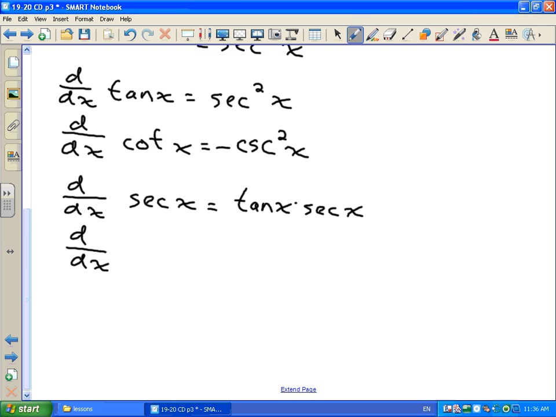The next one down is cosecant x, which I know is going to be negative because it starts with a c. It's going to be something times itself, just like secant was. So I put this cosecant x at the end. And I just need to know what that something is. Well, if secant is tan x secant x, cosecant is going to be cotangent x times cosecant x. And just up above here, we had cotangent and cosecant.